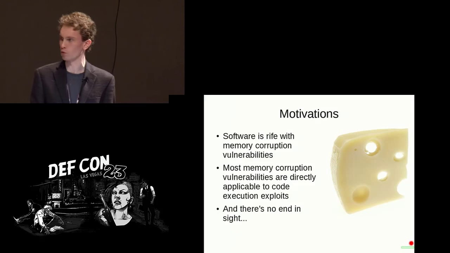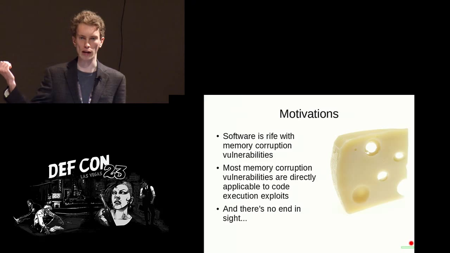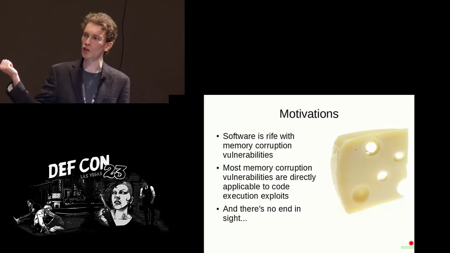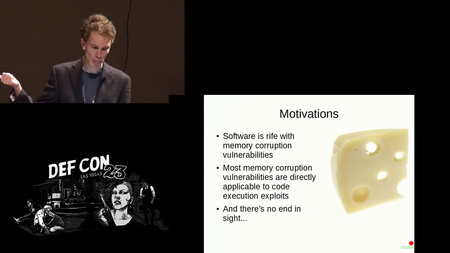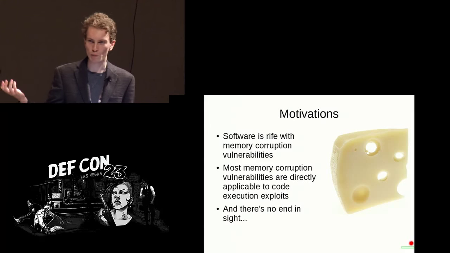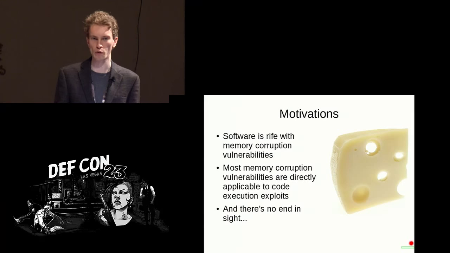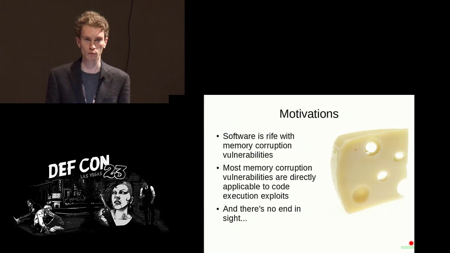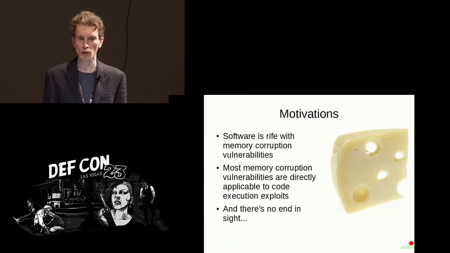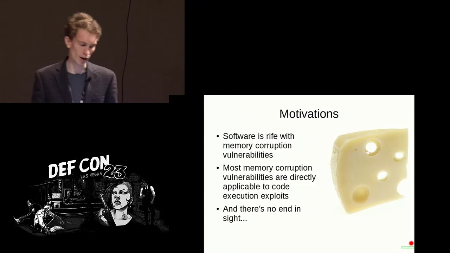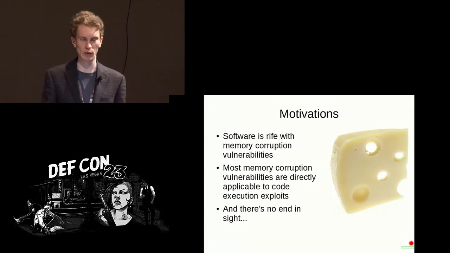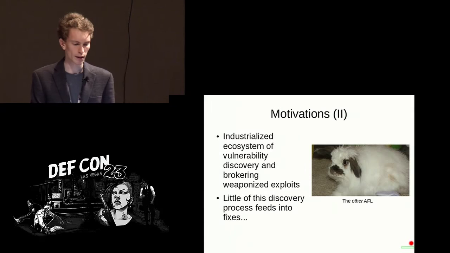So, some motivations. One of the things that really bothers me is that software today looks a lot like this. It's a Swiss cheese of vulnerabilities, and a lot of them are memory corruptions, and very many of those vulnerabilities are useful for remote code execution exploits. And we've been trying to solve this problem for 20 years, and it doesn't seem like we're any closer. The end doesn't seem to be in sight.